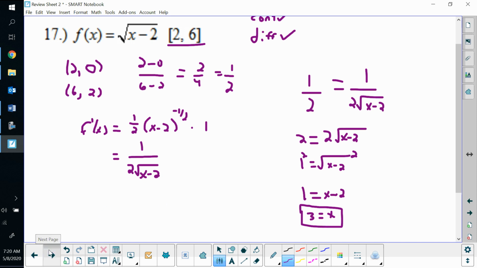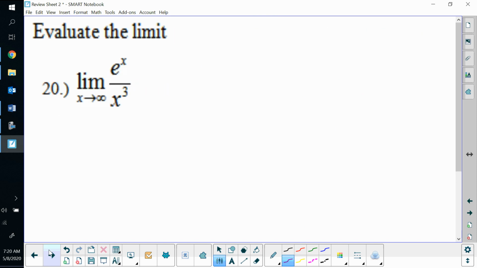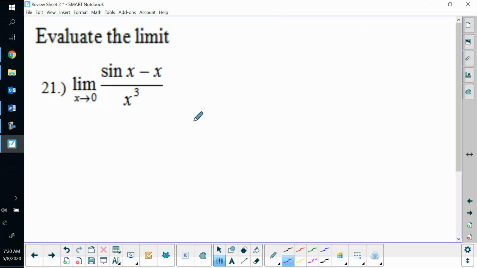All right, next we're going to look at 21. So we've got a limit. Usually the first thing you do with a limit is try direct substitution. Well, sine of 0 is 0. 0 minus 0 is 0. 0 cubed is 0. 0 over 0 is an indeterminate form.